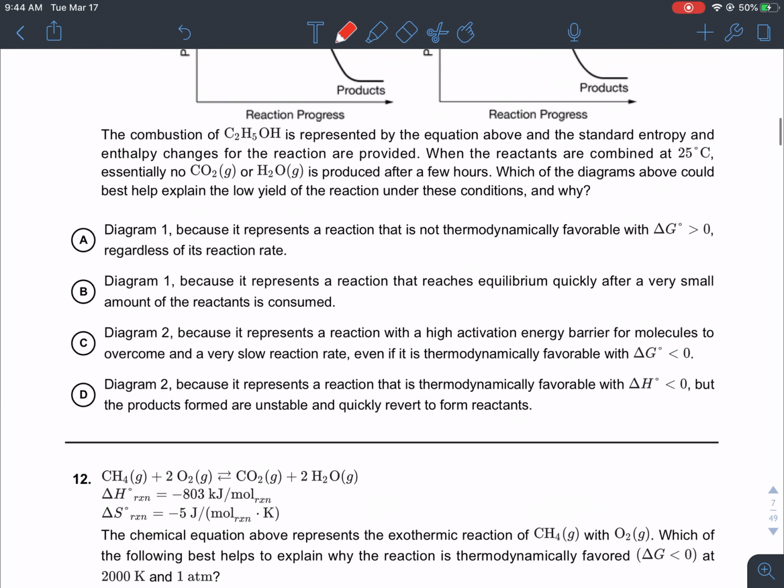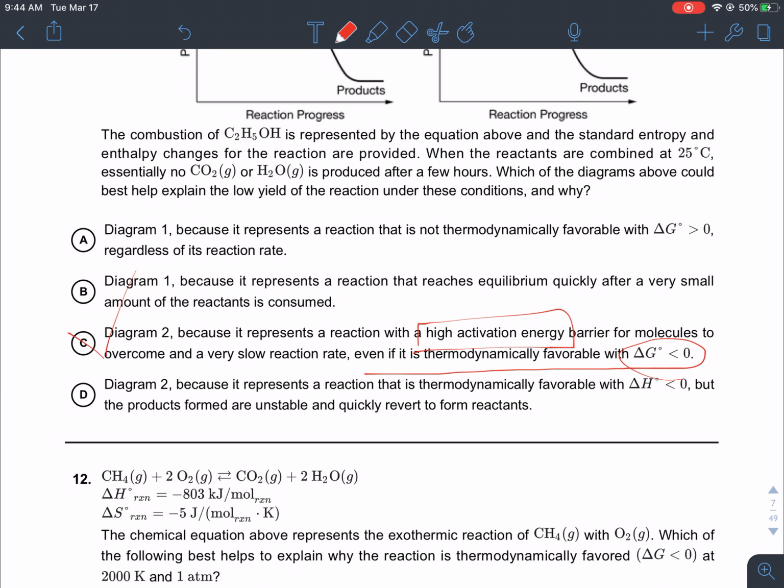So for the reaction, it's not saying that this is not spontaneous. It's just saying it's super, super slow. So the correct answer is diagram 2, because it represents a reaction with a high activation energy barrier for the molecules to overcome, even if it is thermodynamically favorable with delta G less than 0, or negative.